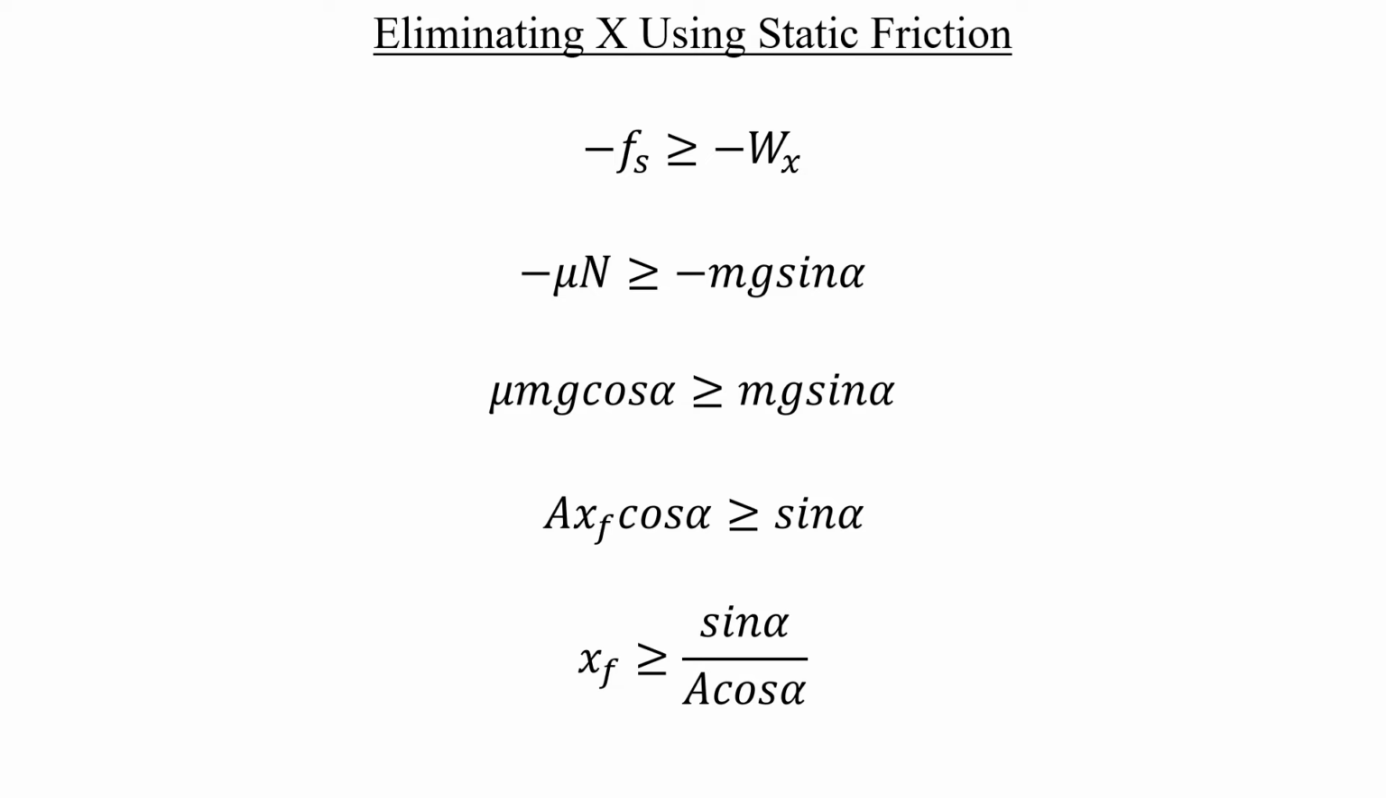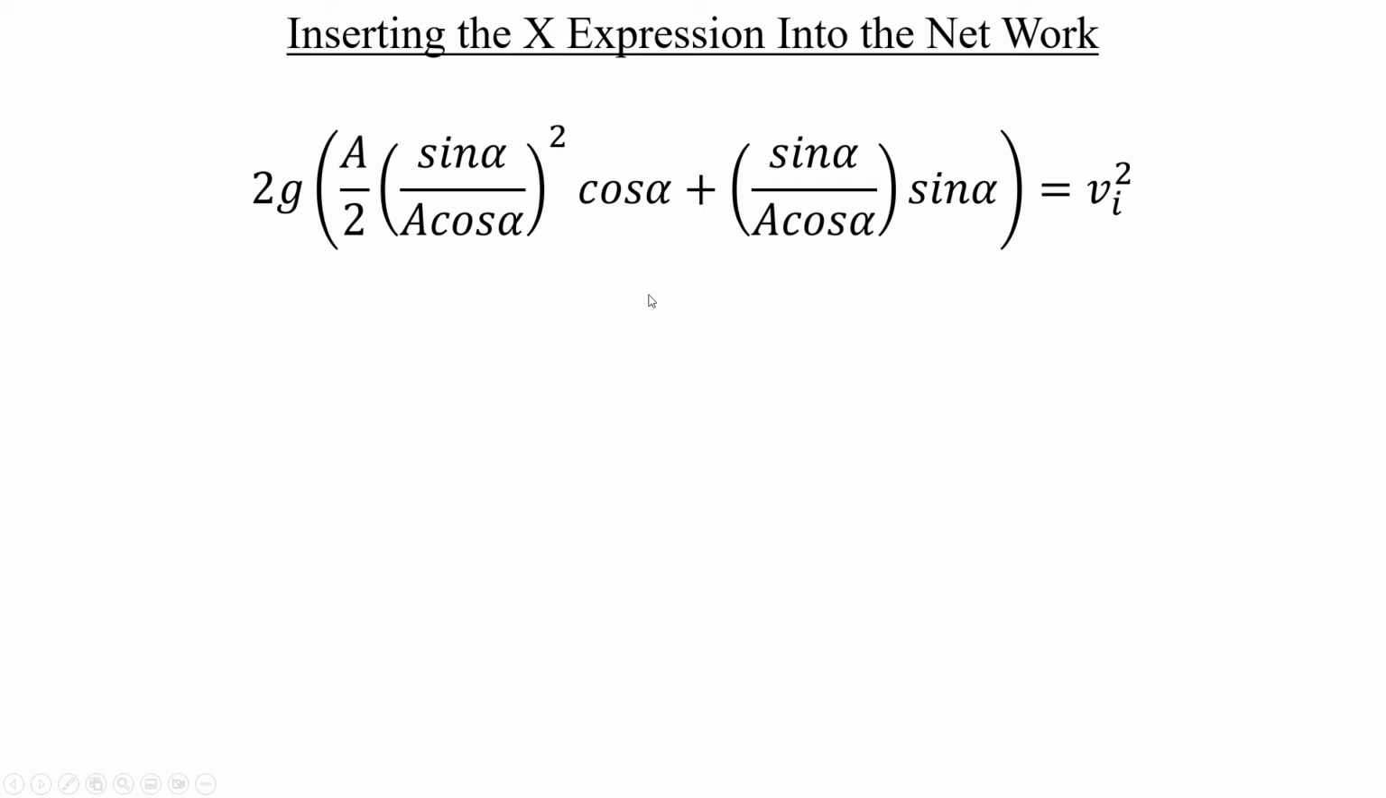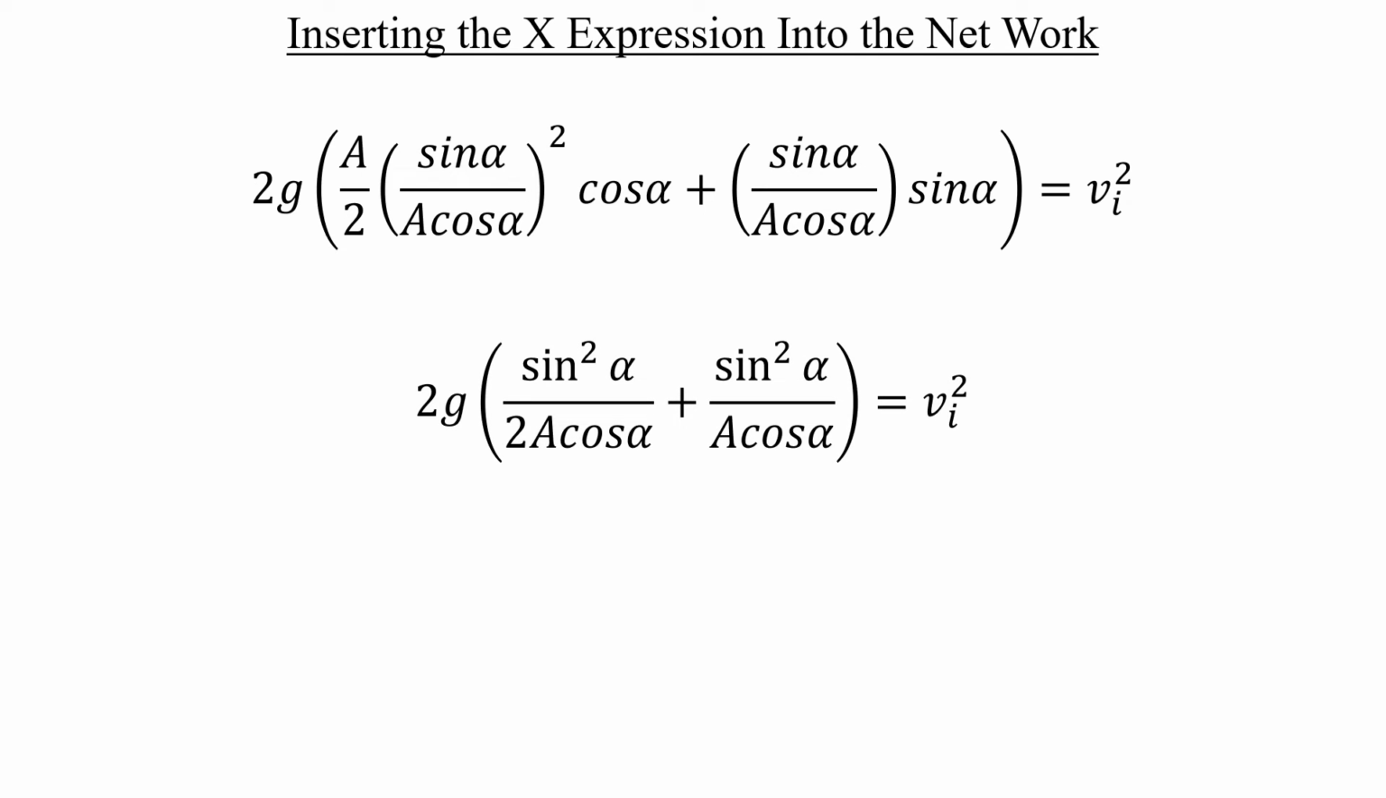Let's start with the minimum case here. We want the shortest distance that the worker can push the box in order to meet this requirement. We'll plug this ratio back into our expression and start simplifying. The a in the numerator of the first term here will cancel with one of the a's in the denominator because of the squared happening. And the same will go for the cosine. In the second term, these two sine alphas will multiply together, resulting in sine squared alpha.